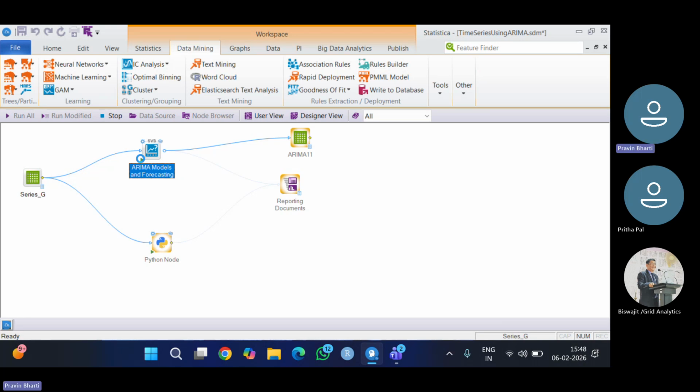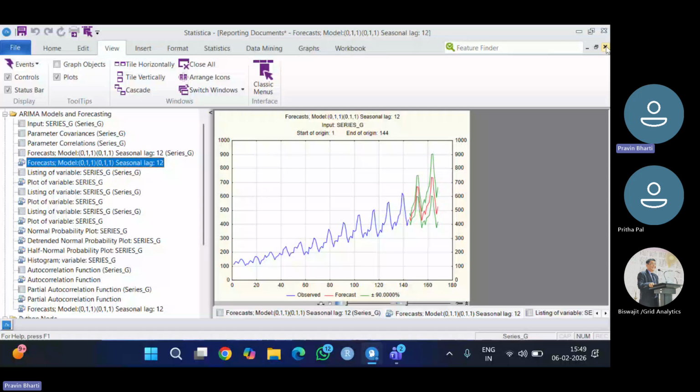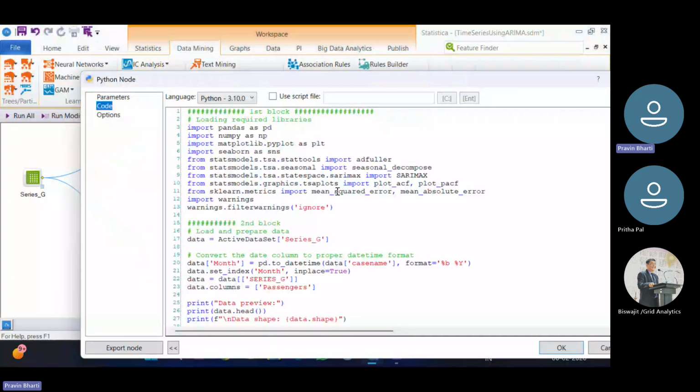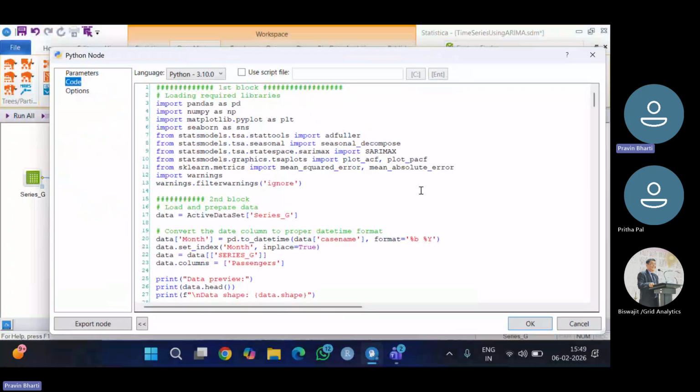So now I will go to the Python node browser and I will show the same problem using this Python node browser. I have connected my dataset with the Python node browser, and I have already written the script to save the time. Now I go to the code.